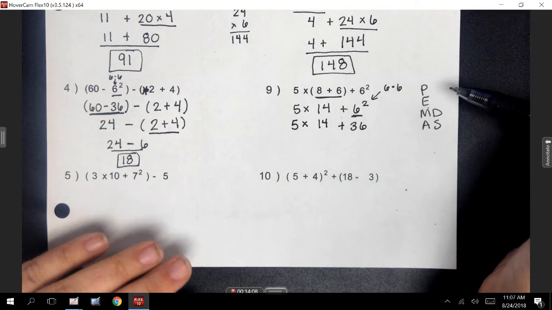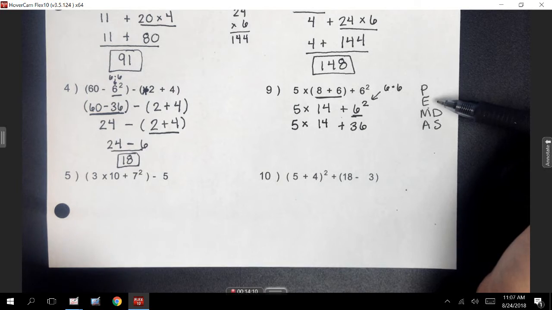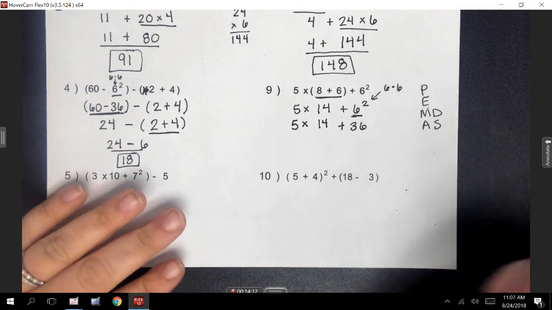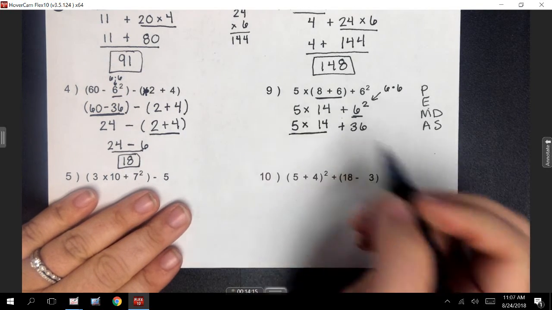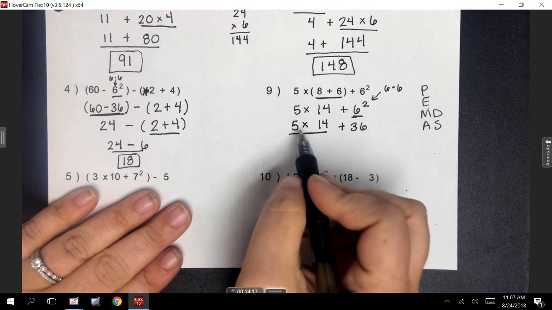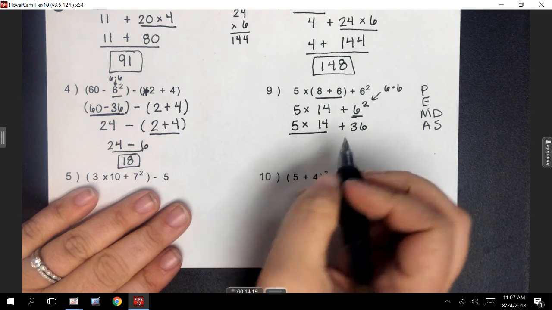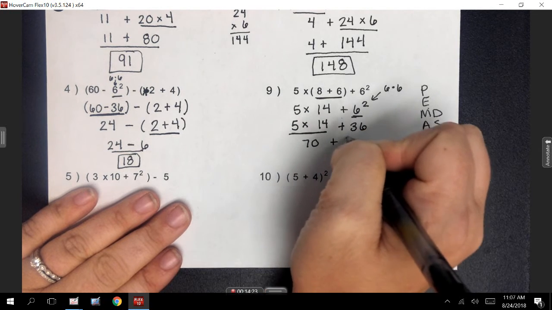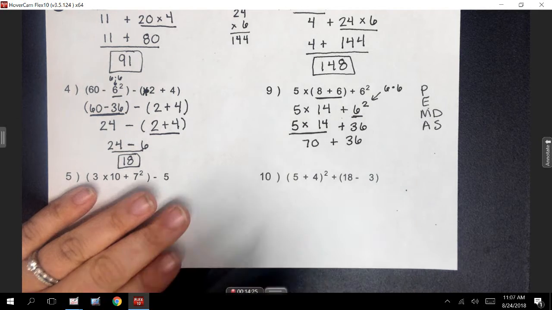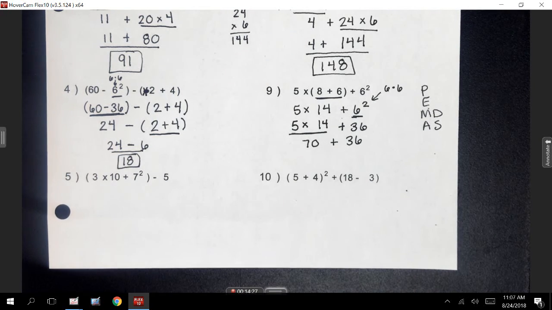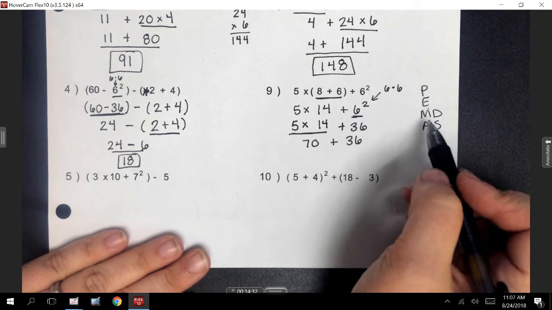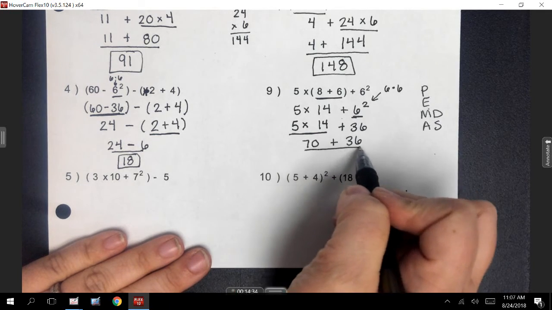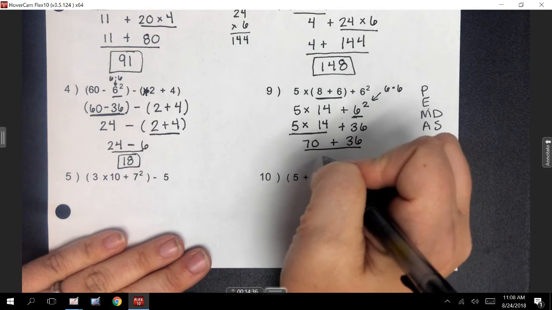All right. Are there any parentheses? Nope. Any exponents? Nope. Any multiplication or division? We do have multiplication here, so we got to do 5 times 14. 5 times 14 is going to give me 70 plus 36. Again, if we needed to, we could work that out to the side. That happens to be one that I just know off the top of my head. If not, work it out to the side. All right, now the last thing, it just says 70 plus 36. That's one operation, so we can do that.